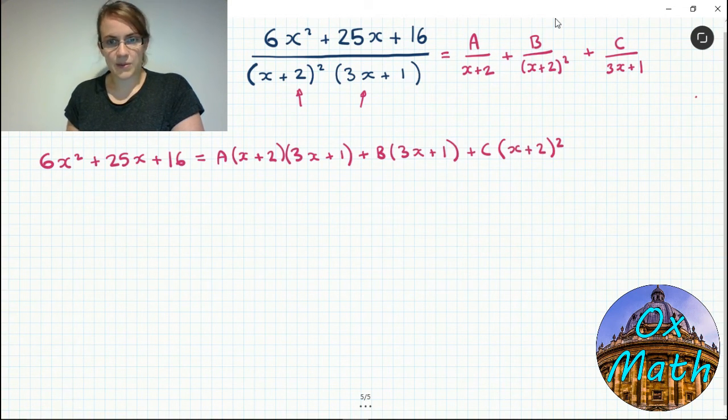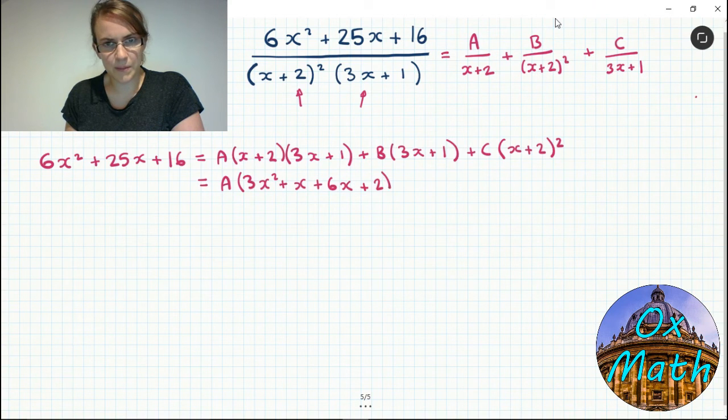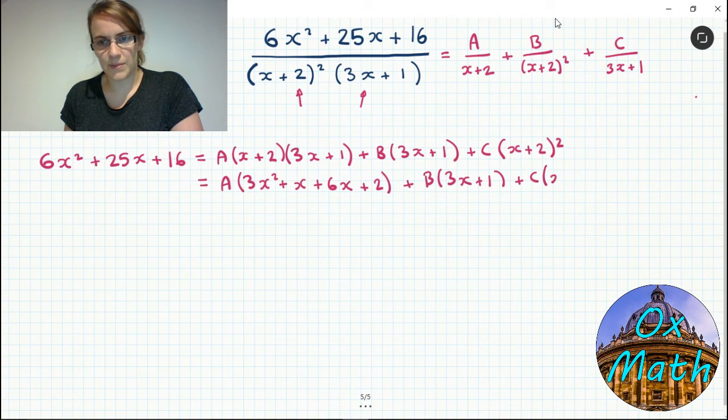So this time I'm going to evaluate coefficients. So I'm going to first of all expand out my brackets to make life easier. So 3x squared plus x plus 6x plus 2 plus b(3x plus 1), and then remember (x plus 2) squared means (x plus 2) times (x plus 2), so that's x squared plus 4x plus 4.